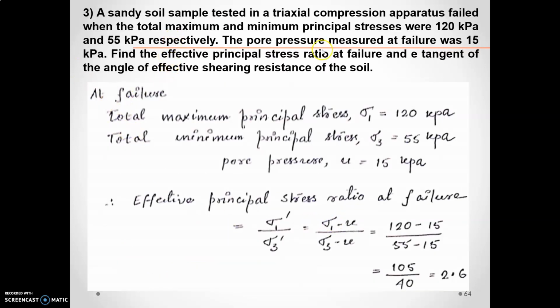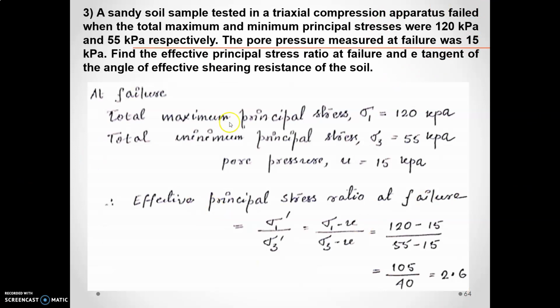A sandy soil sample tested in a triaxial compression apparatus failed when the total maximum and minimum principal stresses were 120 kPa and 55 kPa respectively. The pore pressure measured at failure was 15 kPa. Find the effective principal stress ratio at failure and the tangent of the angle of effective shearing resistance of the soil. So here you have to calculate the ratio of effective principal stress at failure, and then also you have to calculate the tangent of the angle of the effective shearing resistance, means tan phi. That also has to be calculated.